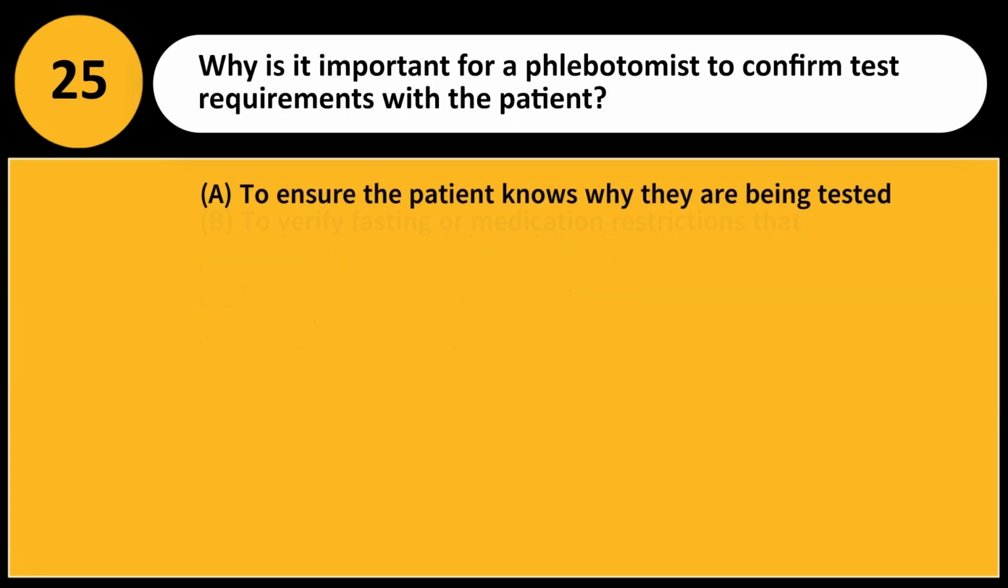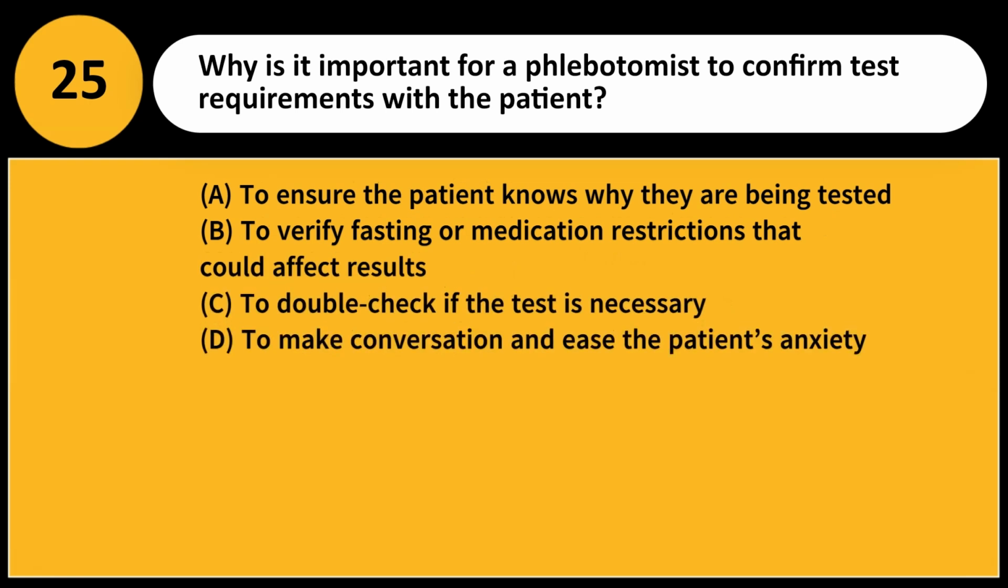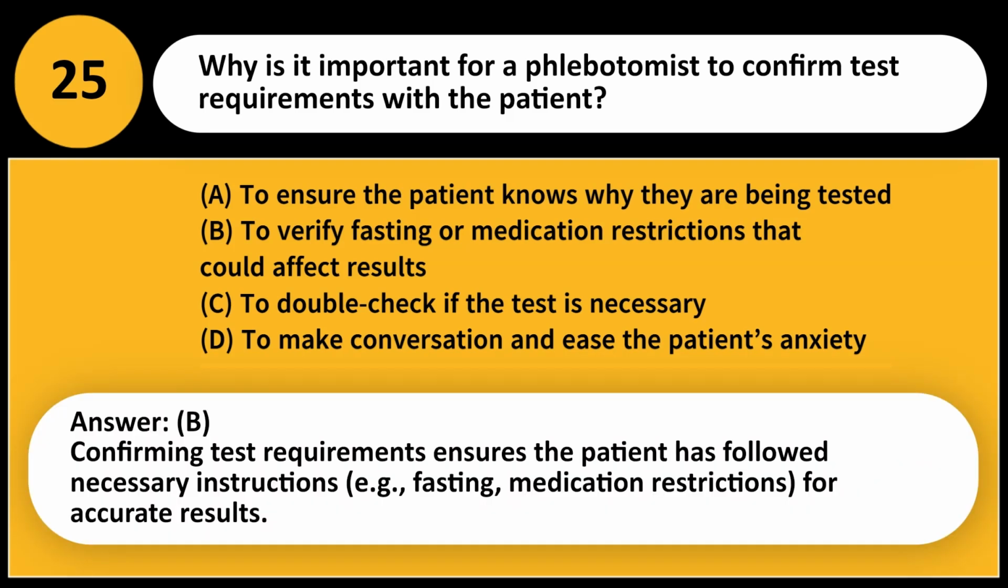Why is it important for a phlebotomist to confirm test requirements with the patient? A. To ensure the patient knows why they are being tested. B. To verify fasting or medication restrictions that could affect results. C. To double-check if the test is necessary. D. To make conversation and ease the patient's anxiety. Answer: B. Confirming test requirements ensures the patient has followed necessary instructions, e.g., fasting, medication restrictions, for accurate results.